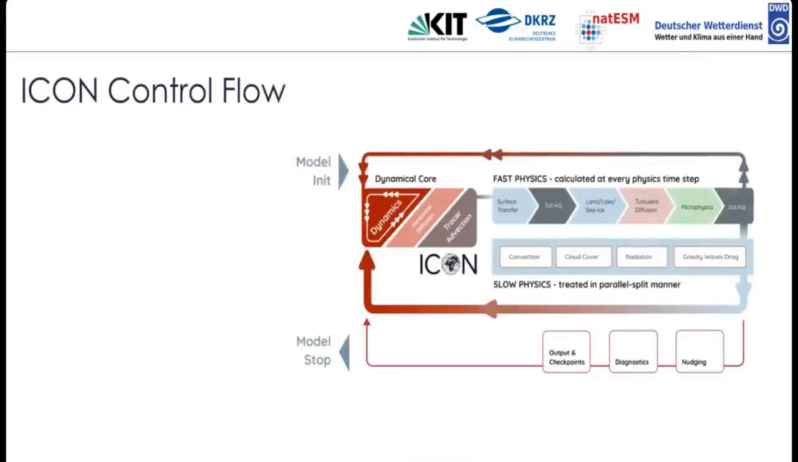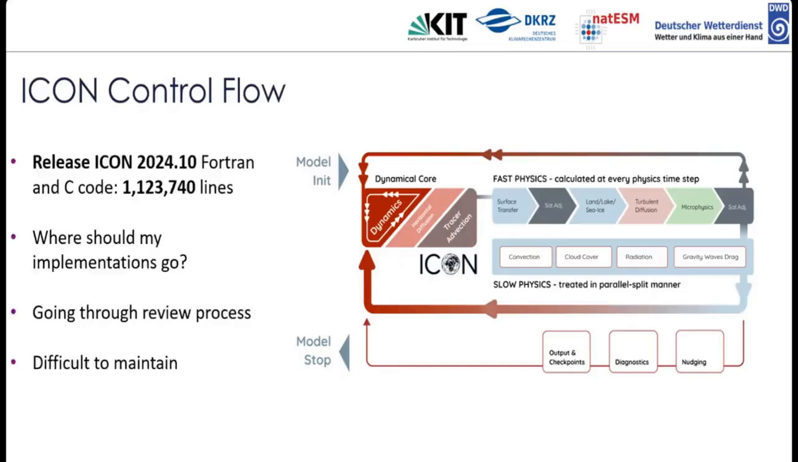Okay. So here in this figure, schematically, we see the ICON control flow, which starts from model initialization, and then we have several computational components. For example, we have the dynamical core as a main component, and we have fast physics processes, and then we have slow physics processes, and at the end, we write outputs and the model stops. Very short.